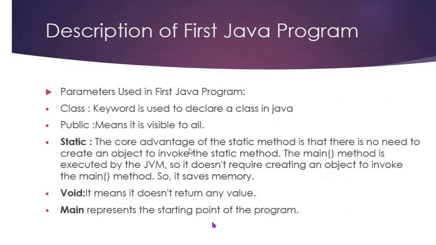Static: the core advantage of a static method is that there is no need to create an object to invoke it. The main method is executed by the JVM, the Java Virtual Machine, so it does not require creating an object to invoke the main method. So it saves memory. Basically, we are mostly concentrating on saving memory while using the static word. Void means it does not return any value, as you said before. Main represents the starting point of the program.